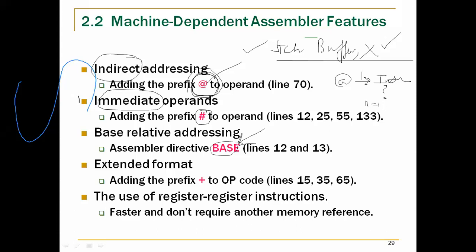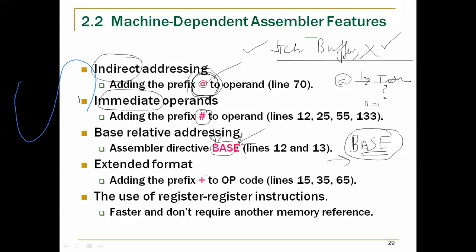That includes specifying the BASE assembler directive. This is one more assembler directive. Whenever you see BASE, it may indicate that the following instructions may be using base relative addressing, or we are doing something related to base relative addressing. So you can look out for this particular assembler directive in your program.